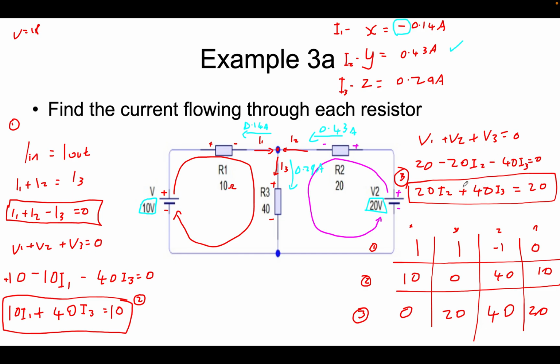I skipped the step, and I hope you're following that. All I did was I made this positive on the other side, made this positive on the other side, and then I just swapped both sides around, just to have the letters on one side and the number on the other. That's all I did.